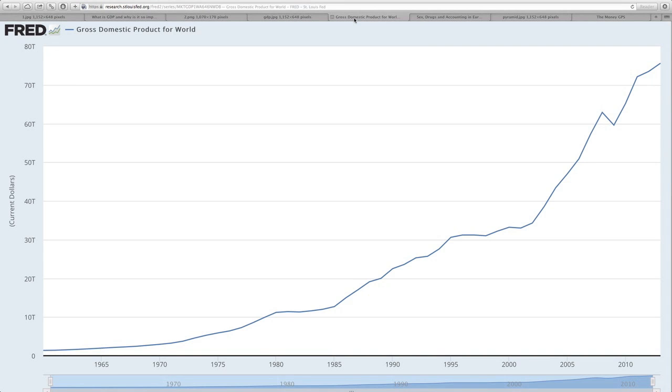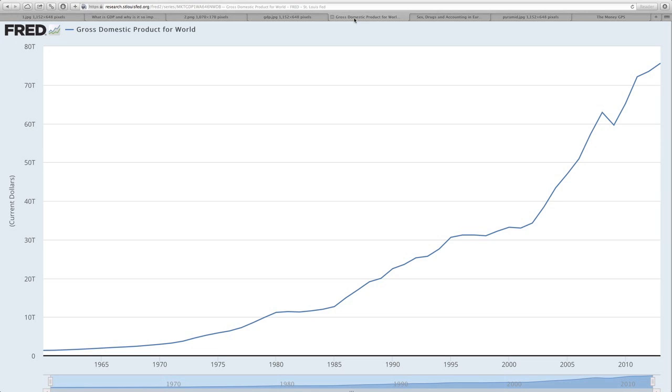Showing you a chart out of the St. Louis Fed, but the information is out of the World Bank, if I'm not mistaken. Gross domestic product for the world. So this is the total world GDP. They add them all up together, and you get this number that is approximately $75 trillion, a huge number. And you can see that there are some contractions along the way, particularly in the financial crisis. But for the long term here, you're looking at growth with a fairly steady curve upward.